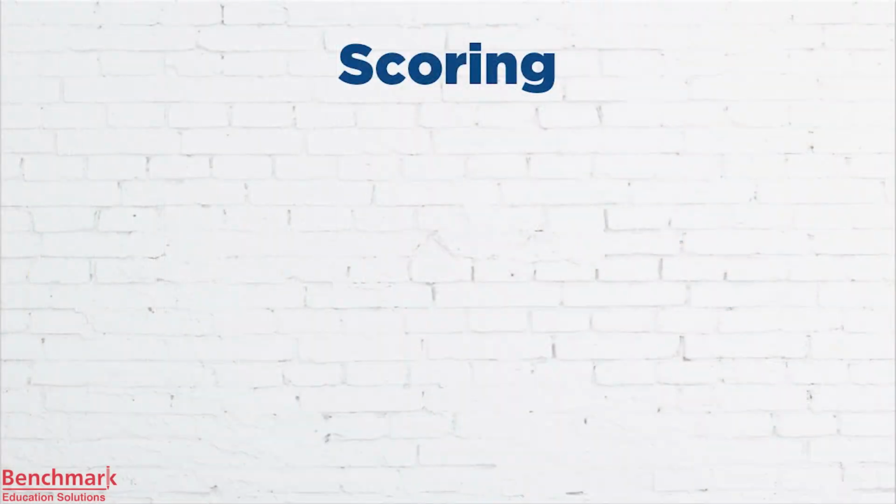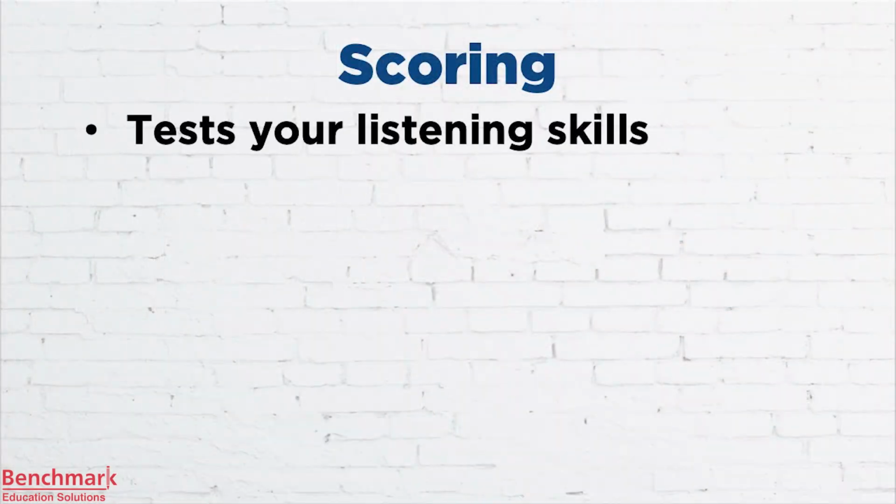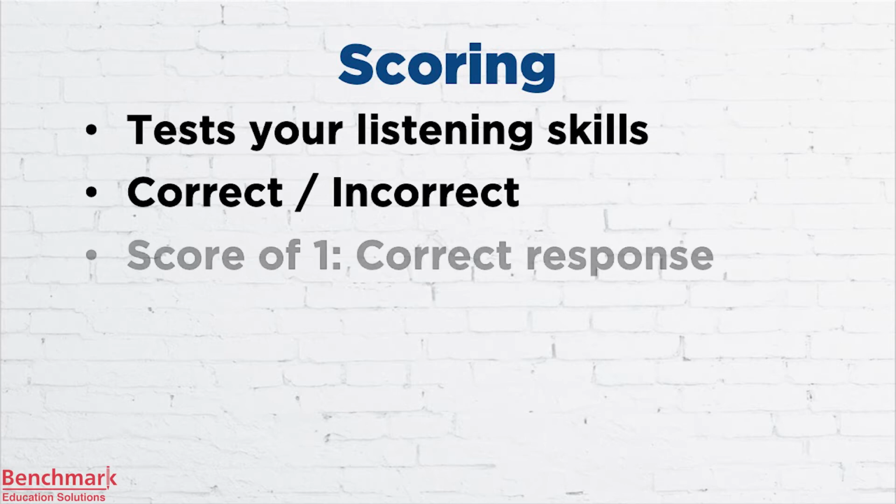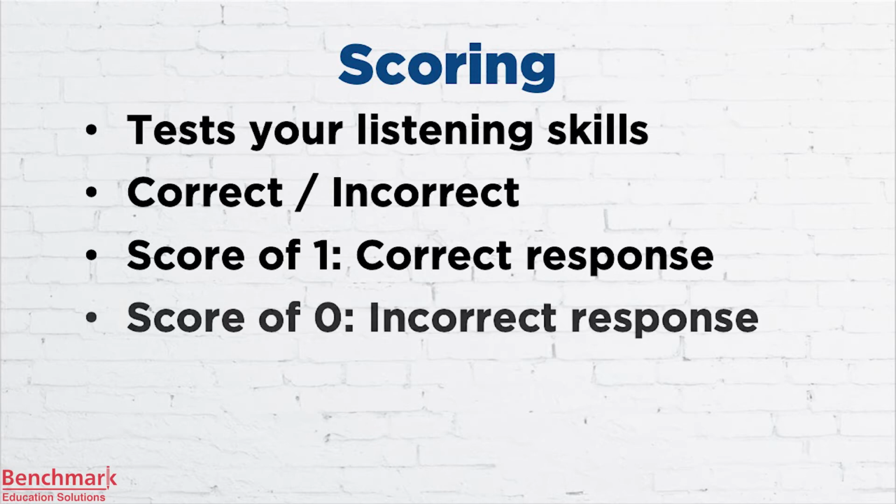Now let's look at the scoring. This question type tests your listening skills, and it's very straightforward. Answers are either correct or incorrect, and there's no partial credit given. A score of 1 means that you chose the correct response, and a score of 0 means that you chose the incorrect response. Let's look at our strategy example together.